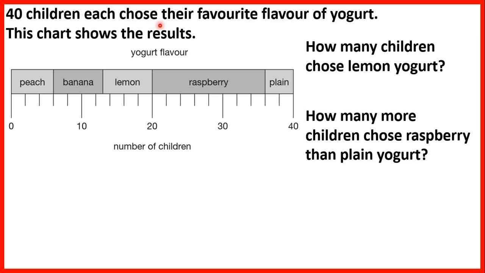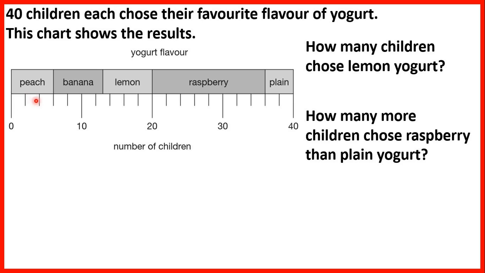40 children each chose their favourite flavour of yoghurt. This chart shows the results. How many children chose lemon yoghurt? So to understand what each of these little lines on our chart represents, we can count 1, 2, 3, 4, 5 lines to get from 0 to 10, and 10 divided by 5 is 2. So with each line we have an increase of 2.